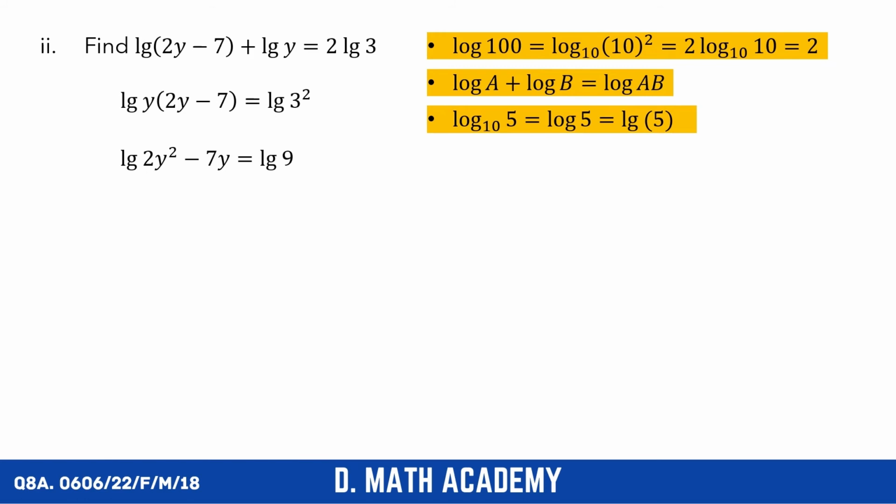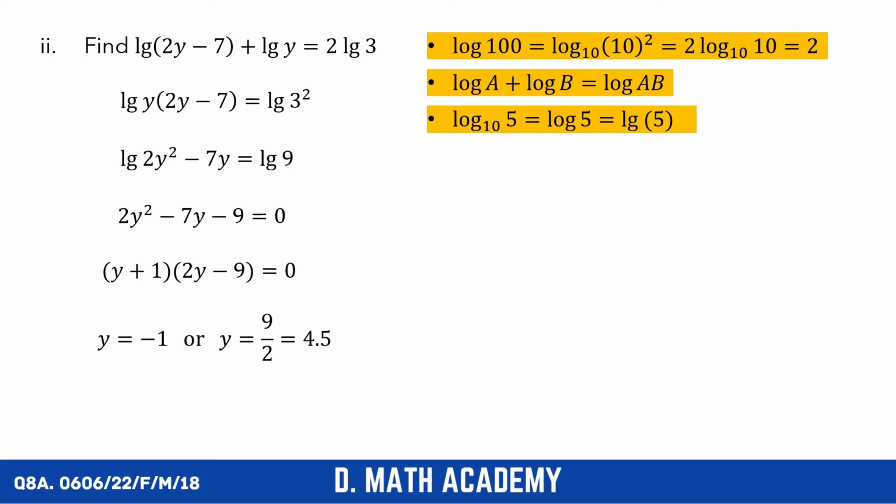Multiply it up, run the calculation, you will get 2y squared minus 7y minus 9. Factorize it and you will get your results as y plus 1, 2y minus 9. Run the calculation, you will get y equals -1, y equals 4.5. And the negative results will not be accepted. Hence, your final answer will be 4.5.